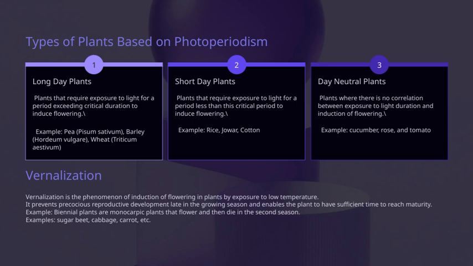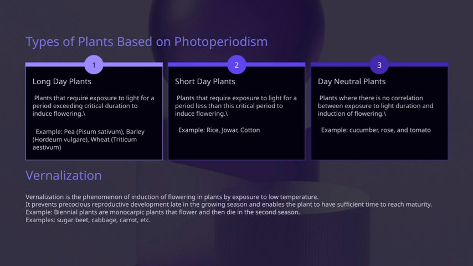Moving on, we have plants such as rice, jawar, and cotton. These are examples of plants requiring a specific exposure to light, but only for a period less than a certain critical duration to induce flowering. Their flowering depends on reaching that optimal light exposure, making them sensitive to photoperiod conditions.